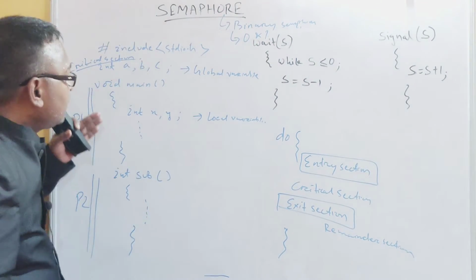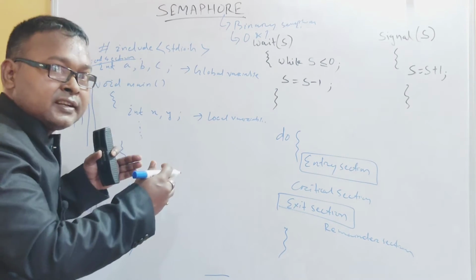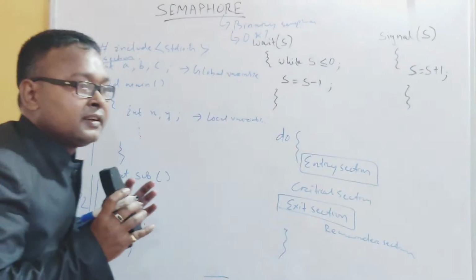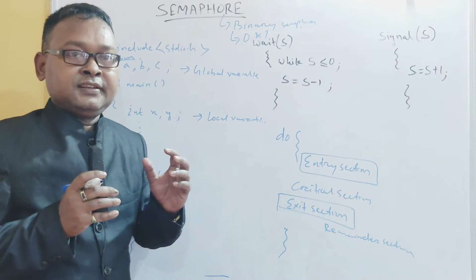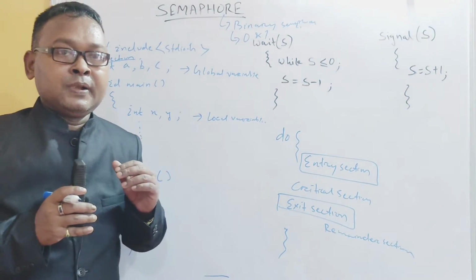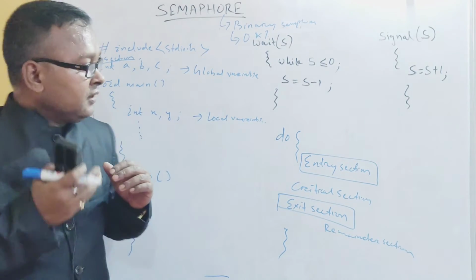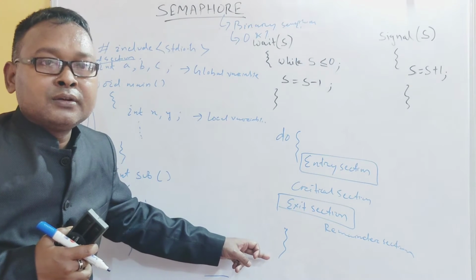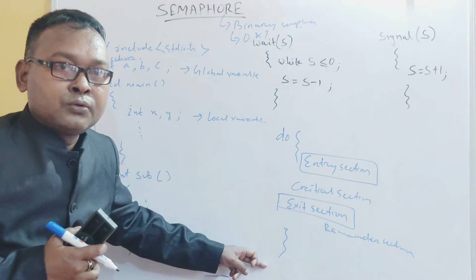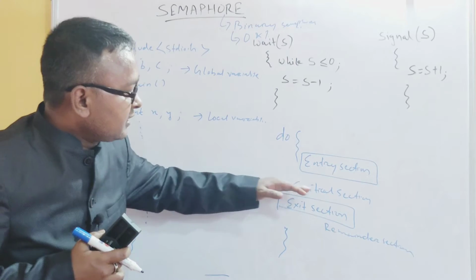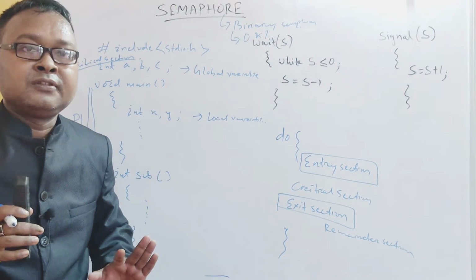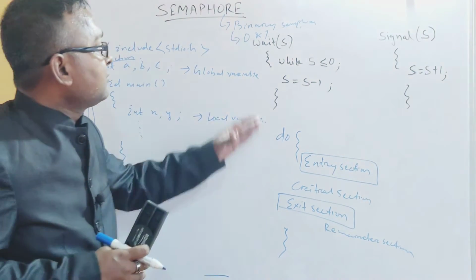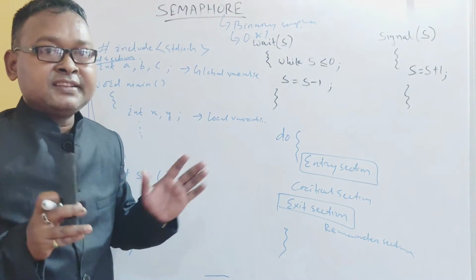So for solving that critical section problem, each and every process has to take a special permission to access the global variable. That permission is by executing this particular section of code: entry section, critical section, exit section, coming out.